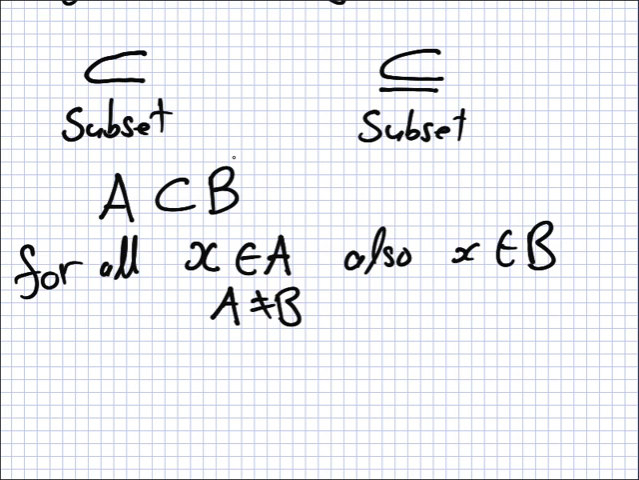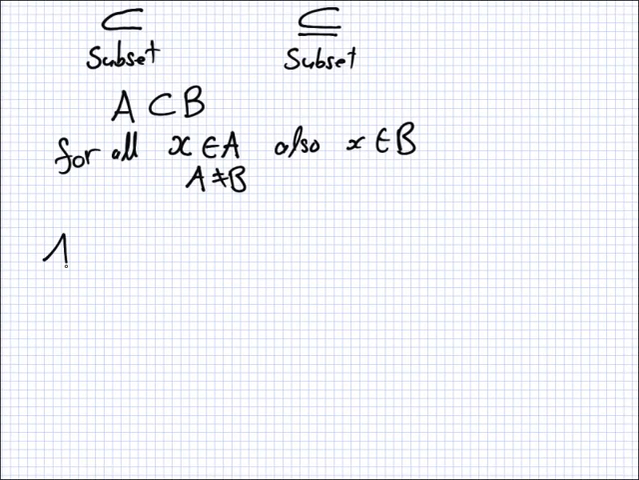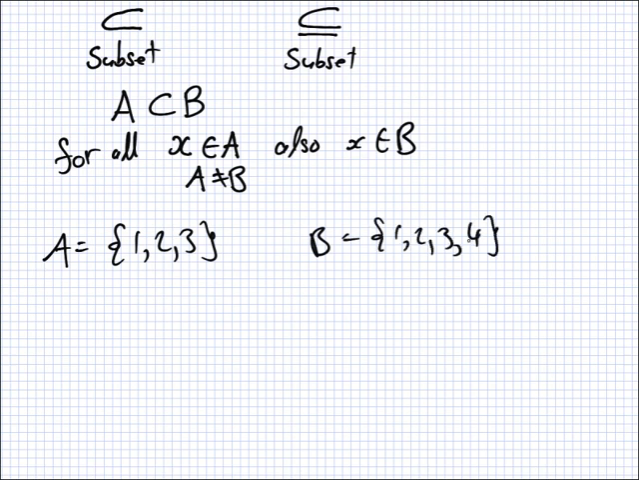I'll give you an example to make it clearer. Guys, look up. Here is set A, let's say 1, 2, 3. And here is set B, 1, 2, 3, 4. Are A and B the same? No. But is everything that's in A also in B? Yes. So we have A is a proper subset of B.